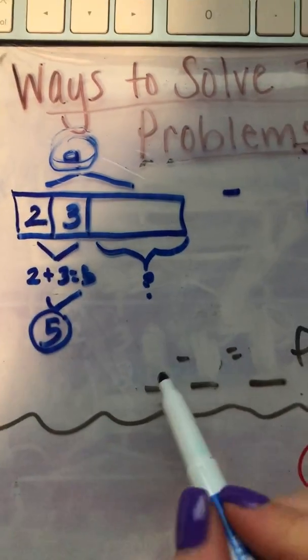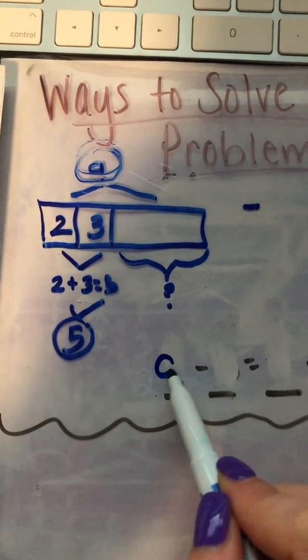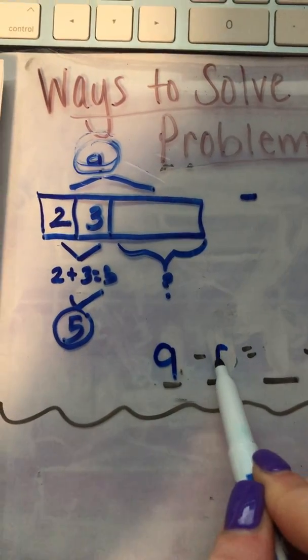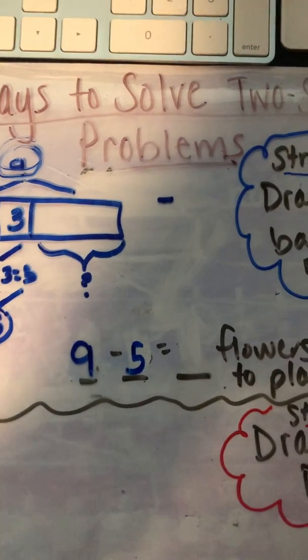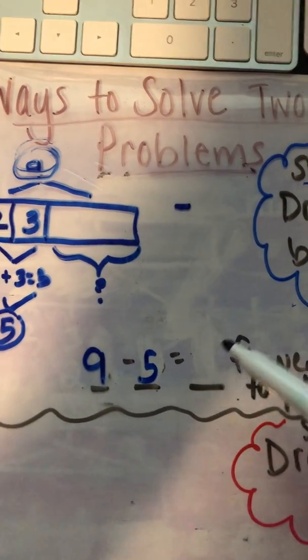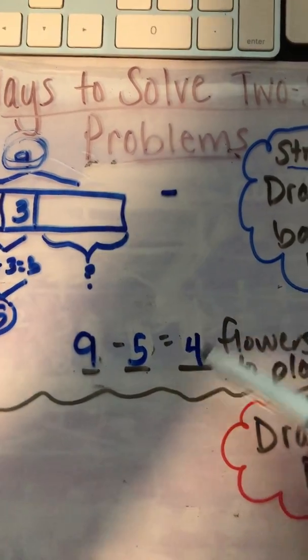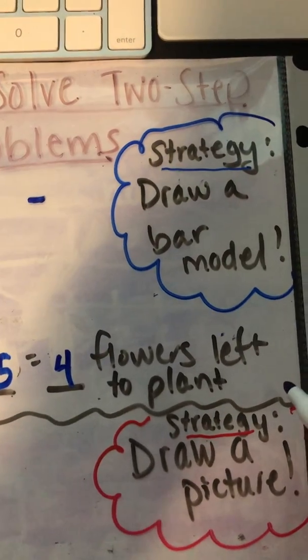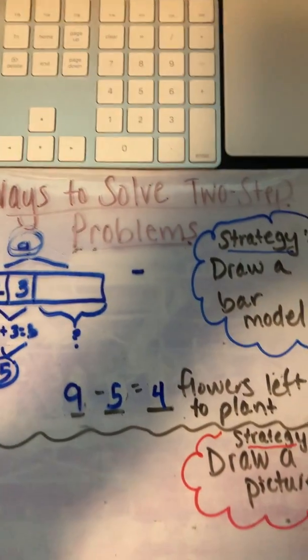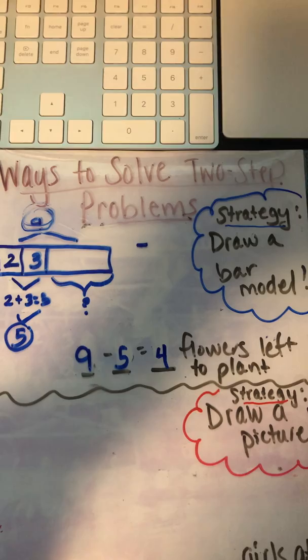So we know when we have a whole and one part and we're missing one other, the operation is subtraction. So you always start with the greater number in your number sentence. 9 minus the 5 he planted already. So what's 9 minus 5? That's correct. He has 4 flowers left to plant. Okay, so that's the strategy using a bar model.